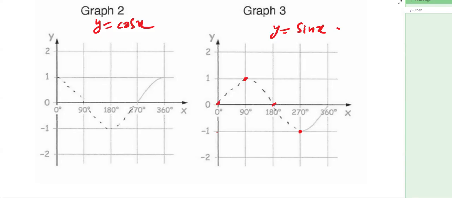Okay, now let's see. Let me show you. So I hope now you can differentiate between the y is equal to sine x and y is equal to cos x graph. Yes?